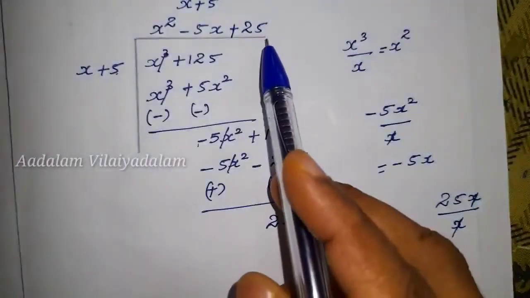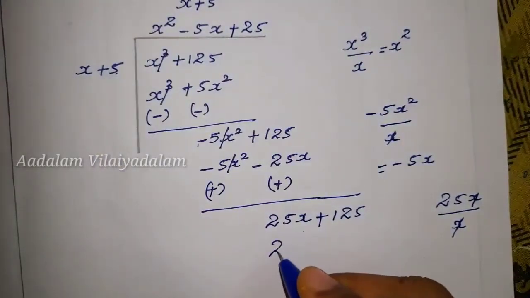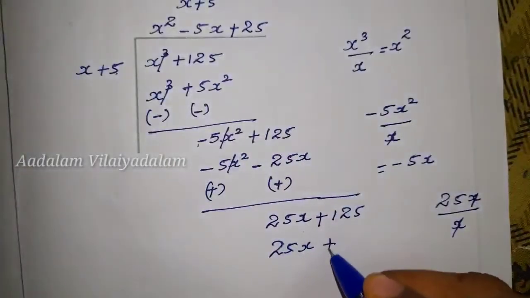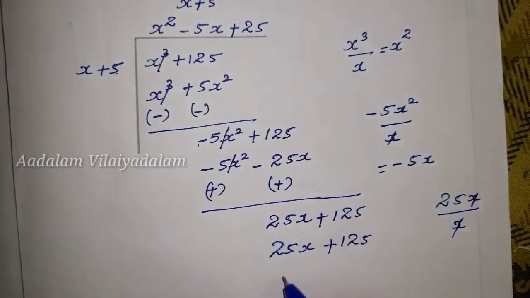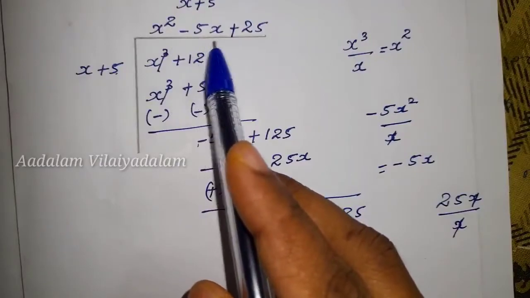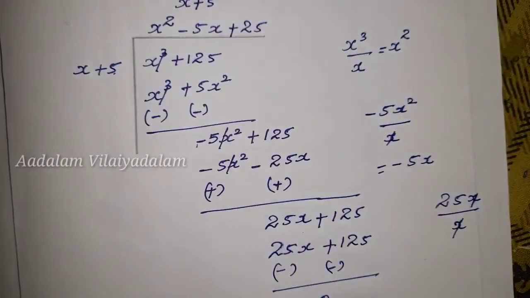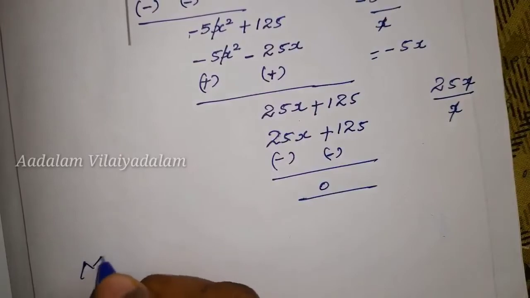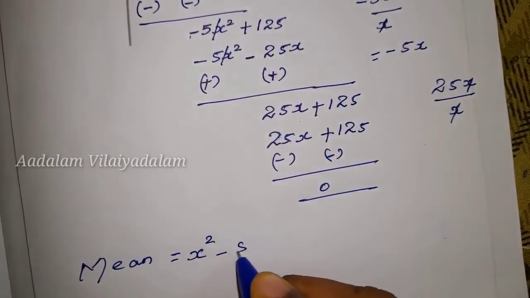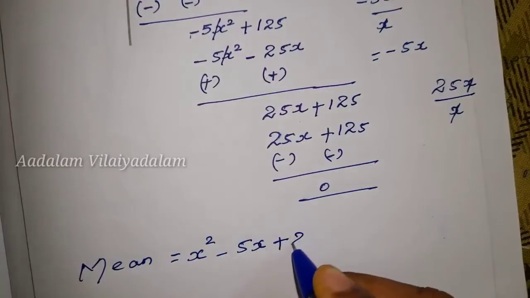Now multiply 25 into x, 25x. 25 into 5, 125. So here minus, so here also minus. So the remainder value is 0. The quotient value is x square minus 5x plus 25. So the quotient of the division is x square minus 5x plus 25.